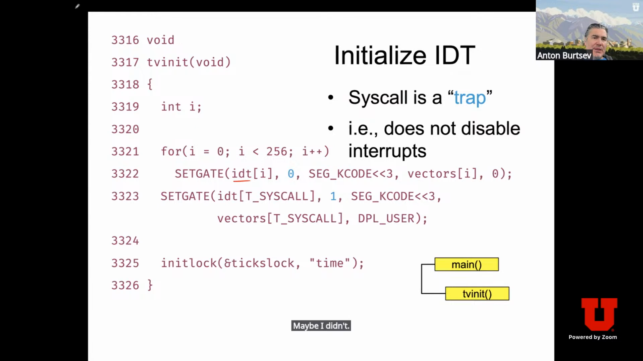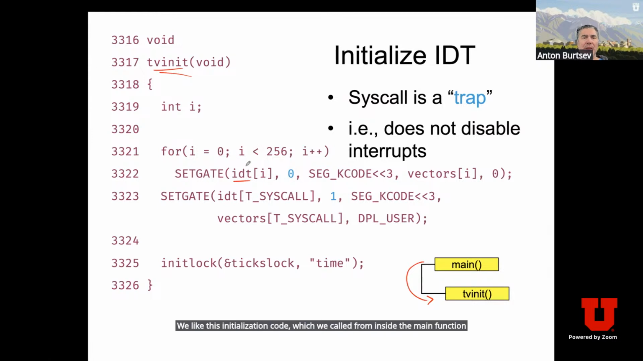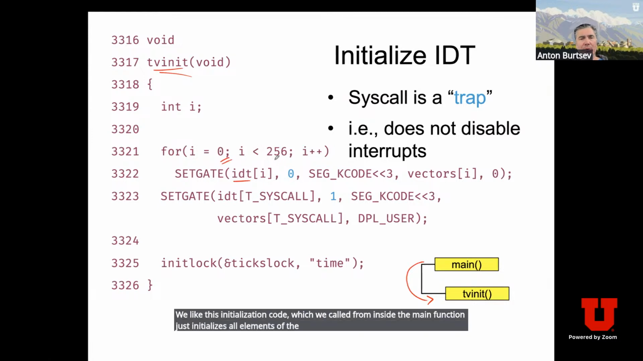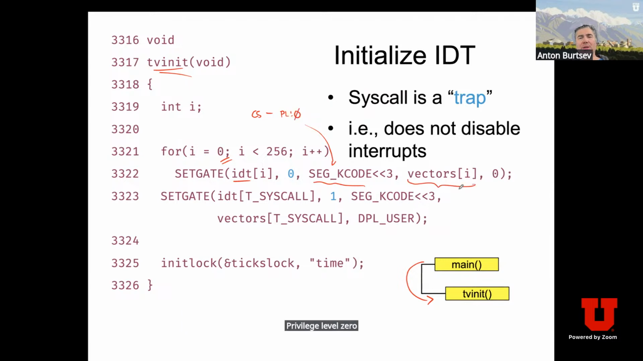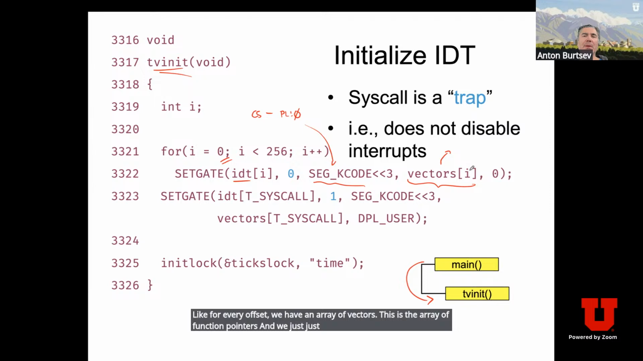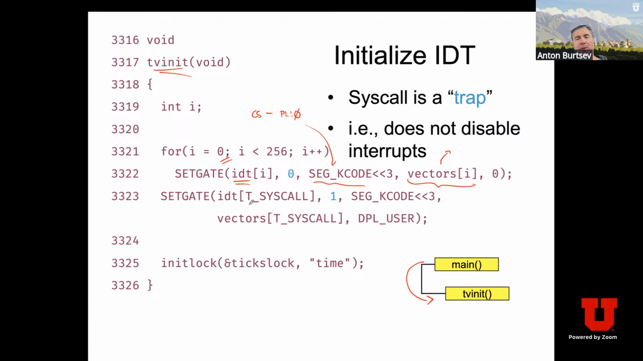But the idea is this: it's just an array, and this initialization code, which we call from inside the main function, just initializes all elements of the array from 0 to 255, and sets them all to have a code segment equal to kcode, which we configure to have privilege level 0, and for every offset we have an array of vectors. So essentially this is the array of function pointers, and we are just initializing them, putting them in the interrupt descriptor table.